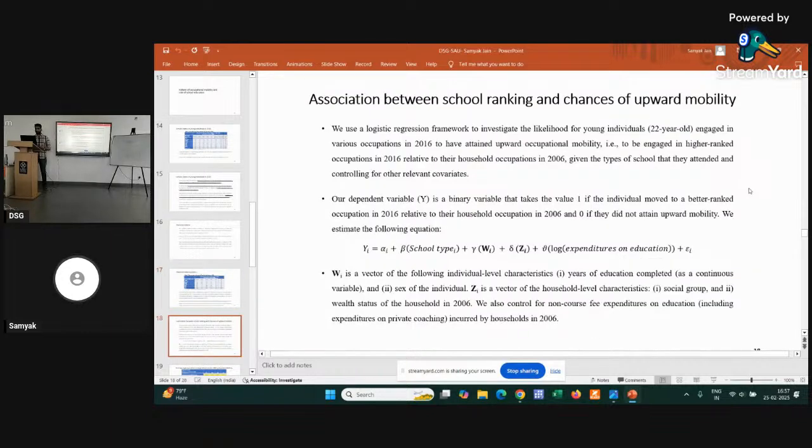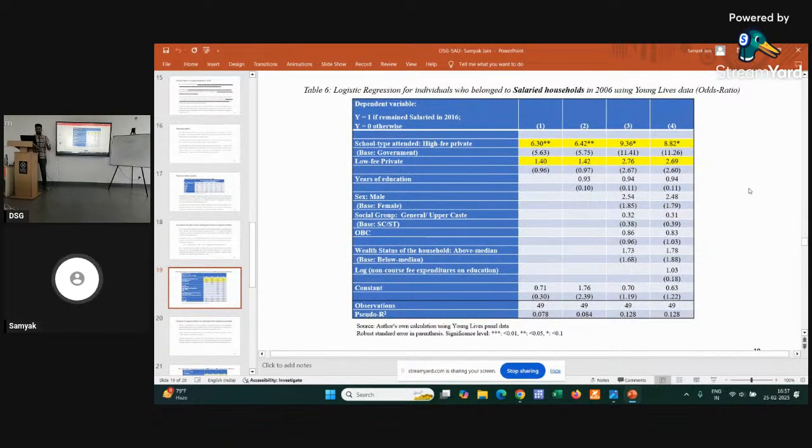So I ran a logit model again, without going into details. I simply look at this table, where we look at children belonging to salaried households. What are the chances of them experiencing upward mobility? What that means is, for a child belonging to a salaried occupation, what is the chance of them staying in salaried occupations? If we see, for those attending high-fee private schools, they remain highly likely, 8 times more likely than a child attending a government school from the same kind of household.